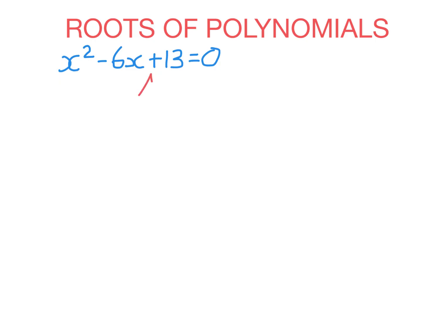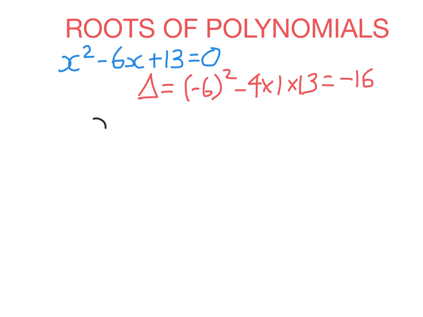First we calculate the discriminant, which hasn't changed, it's still b squared minus 4ac. So you get 36 minus 52, which is negative 16. Previously we stopped there and said that there are no real solutions. But now that we know something about complex numbers, we can actually solve this. We can go ahead and use the quadratic formula.